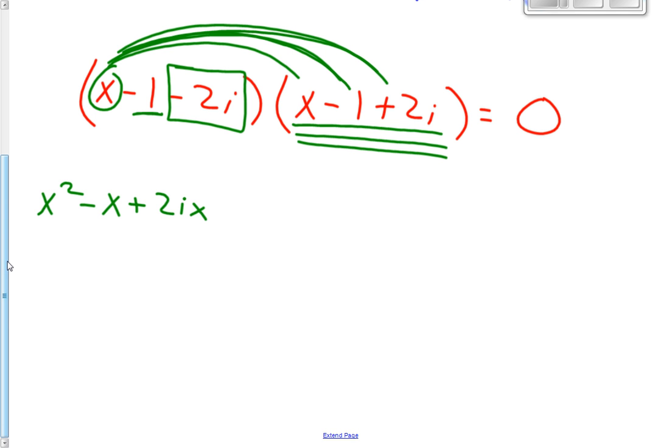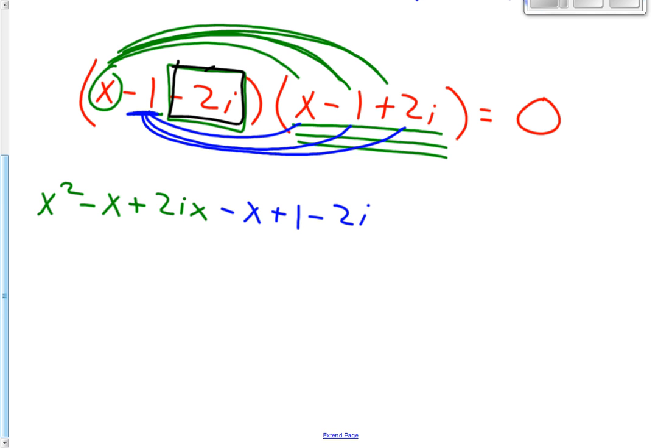So now our middle term, our negative 1 multiplied by x is a negative x. A negative 1 times a negative 1 is a positive 1, and a negative 1 times a positive 2i is a negative 2i. Okay, and now our third term. So a negative 2i multiplied by x is a negative 2ix. A negative 2i times a negative 1 is a positive 2i. And then a negative 2i times a positive 2i is a negative 4i squared.